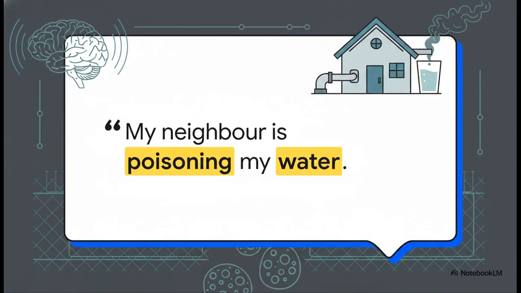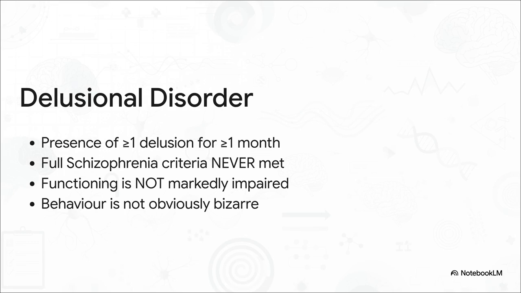Okay, now listen to this statement. "My neighbor is poisoning my water." It's clearly a delusion, but it's plausible, right? It's not totally bizarre like believing aliens are controlling your thoughts. This kind of non-bizarre, often paranoid delusion is the hallmark of another disorder on the spectrum. And that would be delusional disorder.